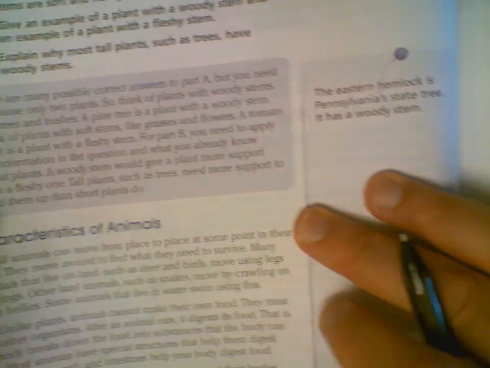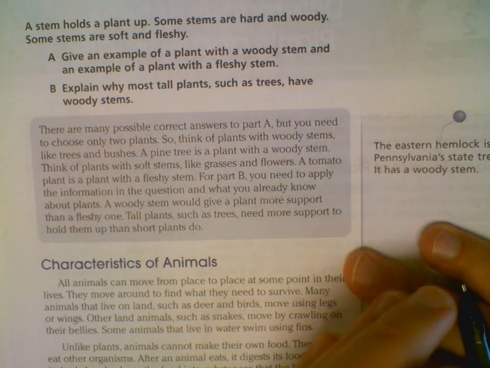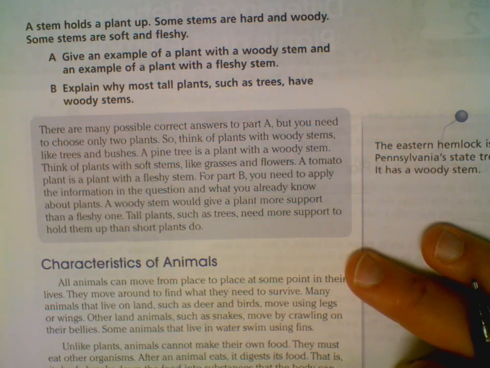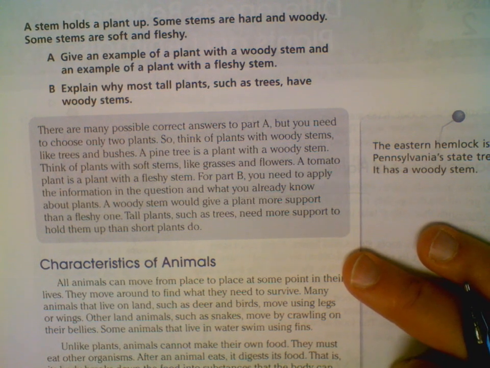A stem holds a plant up. Some stems are hard and woody. Some stems are soft and fleshy. Give an example of a plant with a woody stem. An example of a plant with a fleshy stem. Explain why most tall plants, such as trees, have woody stems.